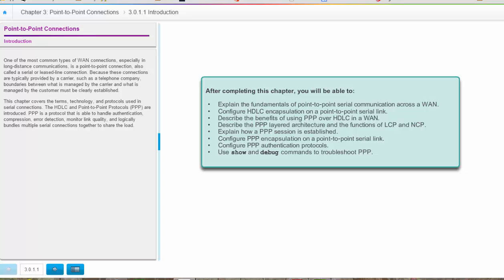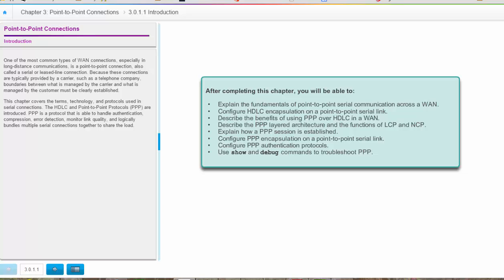And the boundaries between what is managed by the carrier and what is managed by you, the customer, must be established. What we're going to go over in this chapter are terms, technology, and protocols used in serial connections. HDLC and the Point-to-Point Protocol, or PPP, are introduced. PPP is able to handle authentication, compression, error detection, and link quality monitoring, and it logically bundles multiple serial connections together to share the load.